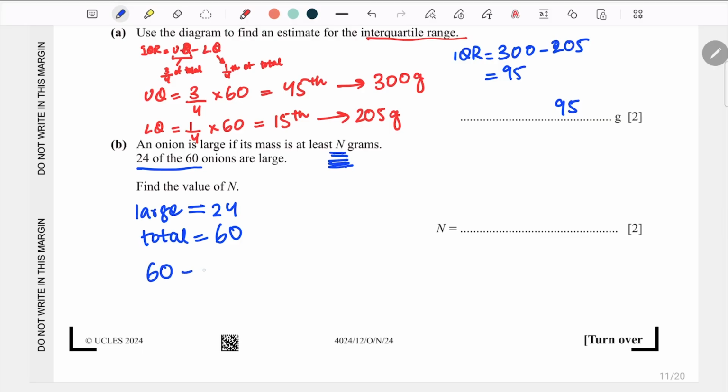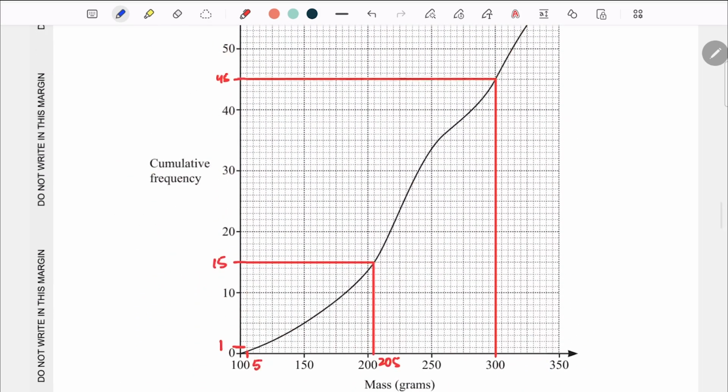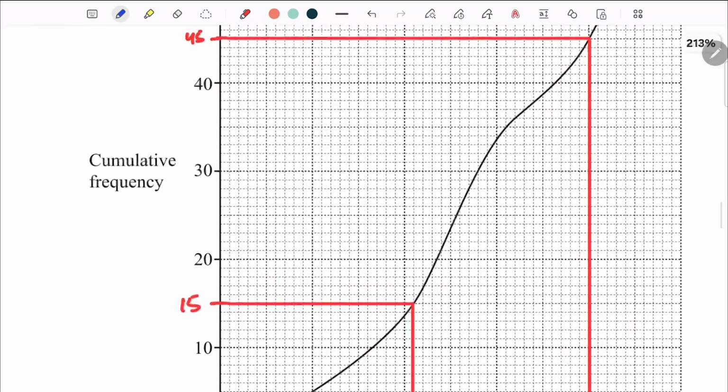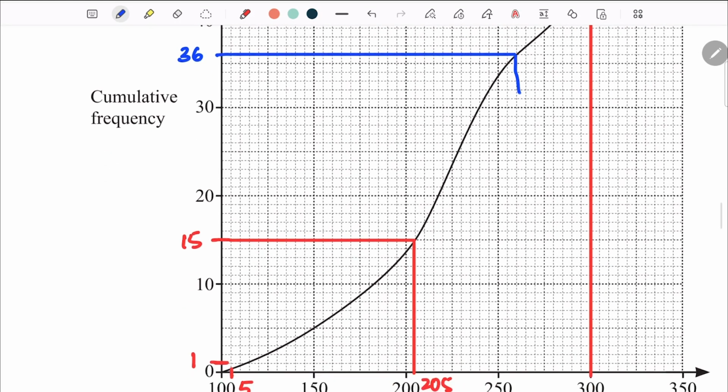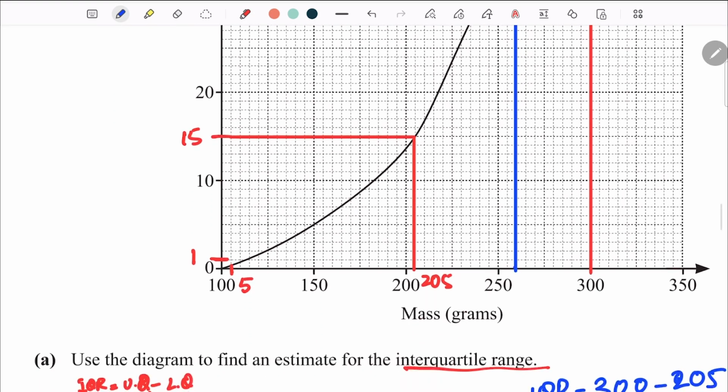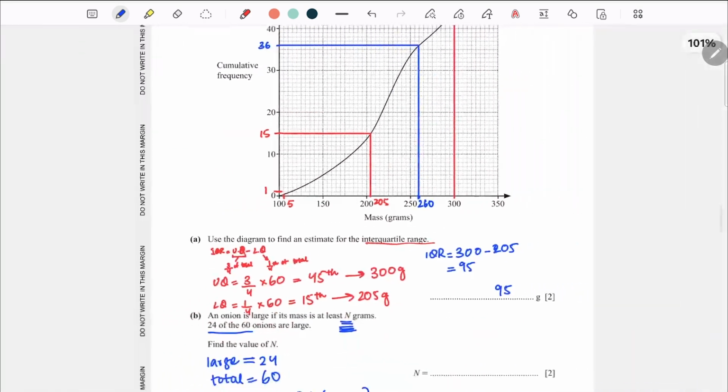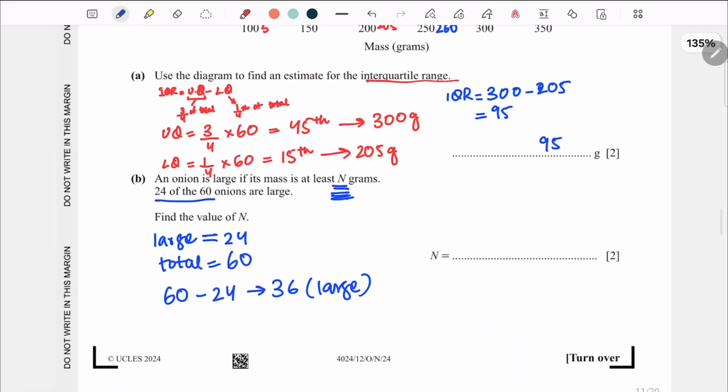So 60 minus 24, this is 36. 36 are not large. And if we check the 36th position, this is 36. And on the x-axis, this is going to correlate to 260. So this is 260 grams. So n is basically 260 grams.